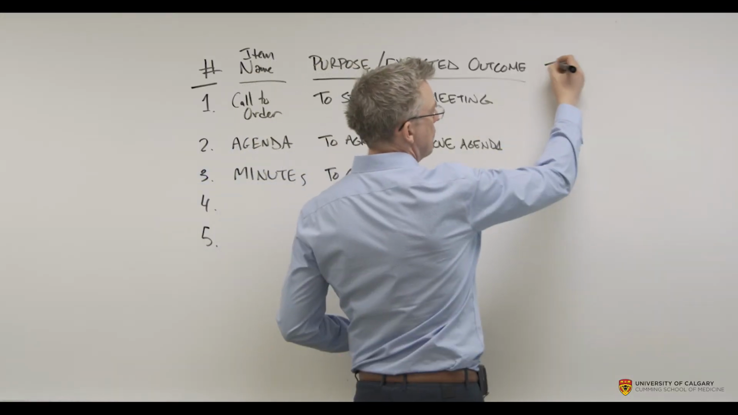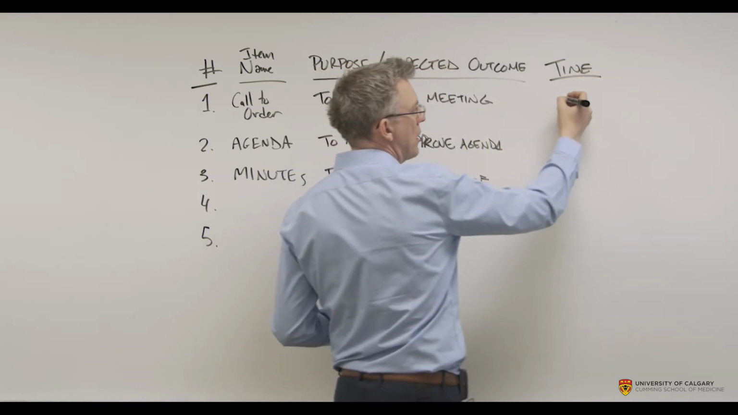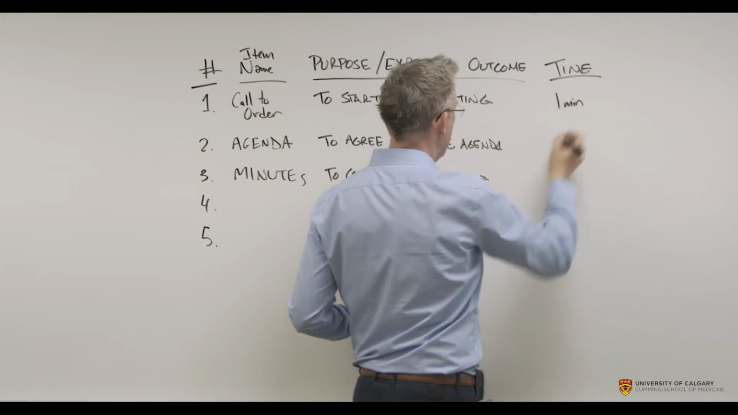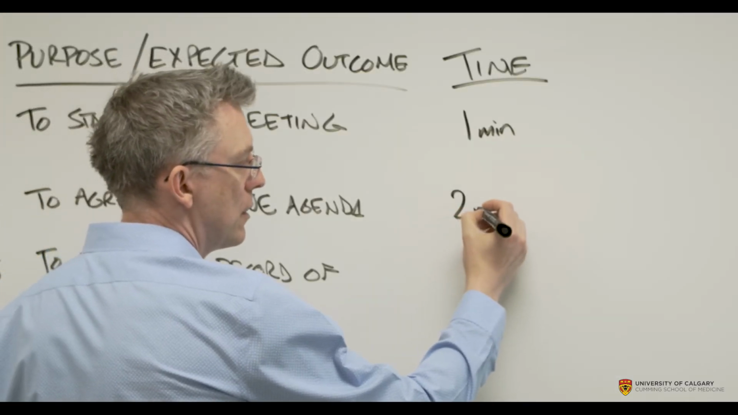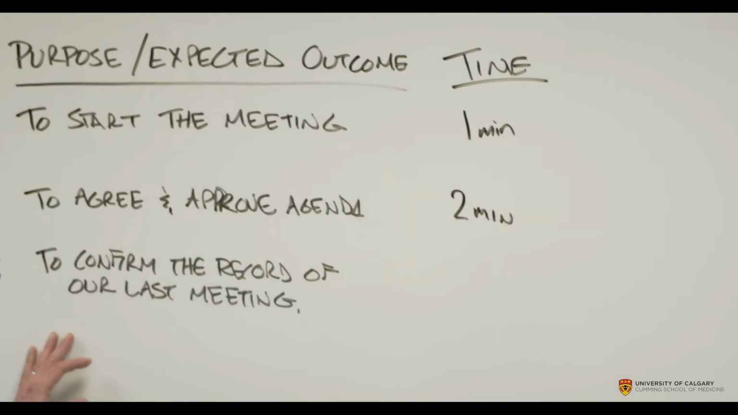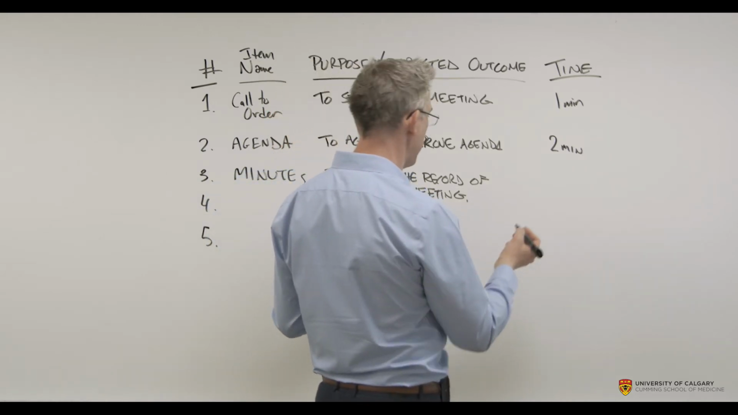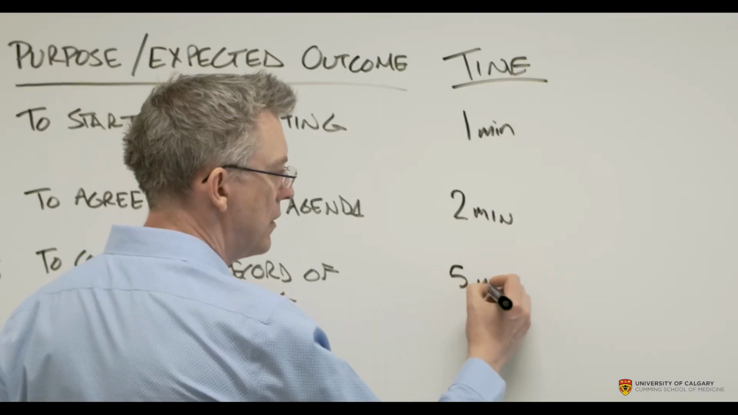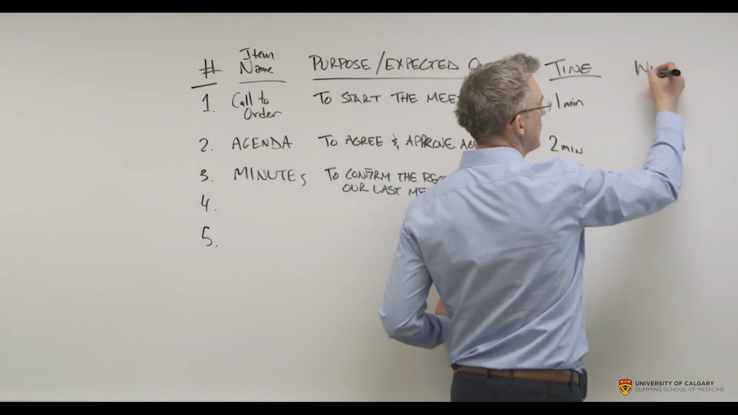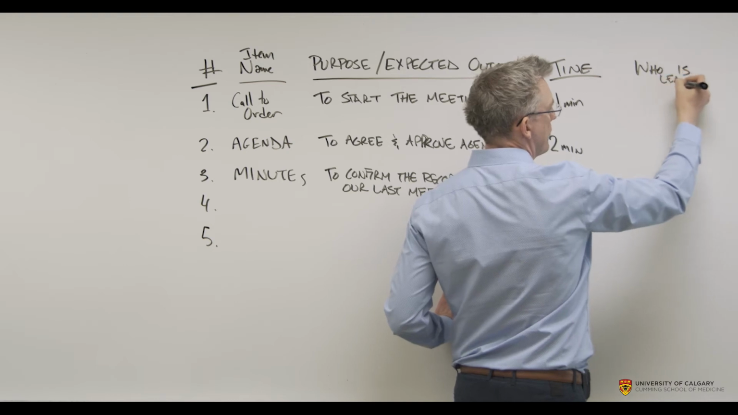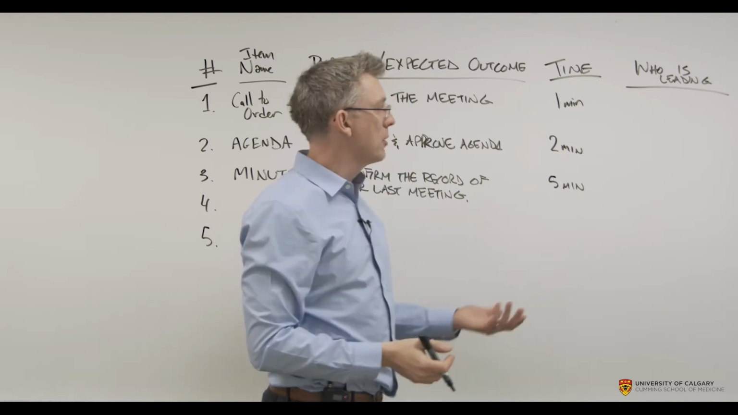Then, some sort of time allocated. So to start the meeting, maybe you've got 1 minute. To agree and approve the agenda, maybe that's 2 minutes. To confirm and review the minutes and pass the minutes and adopt the minutes, et cetera, maybe that's 5 minutes. Okay, great. And then finally, who is leading this? And then you have whoever's literally leading this particular bit of discussion.